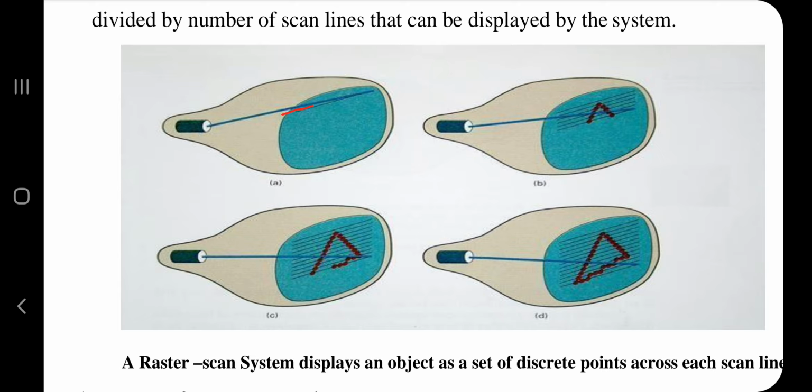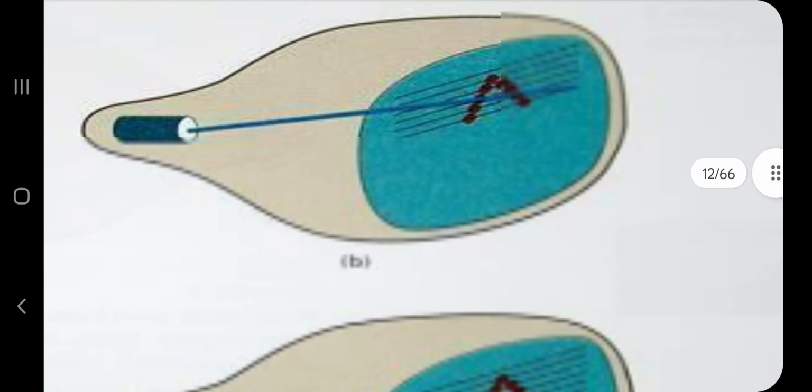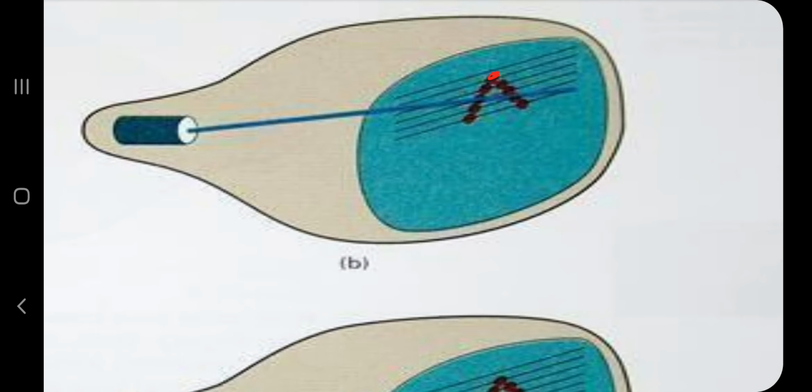So what I will do in the first line, where is the triangle's point? A triangle's point is here. At that point I will be making the electron gun hit with a great speed, so at that point it will be marked as red.